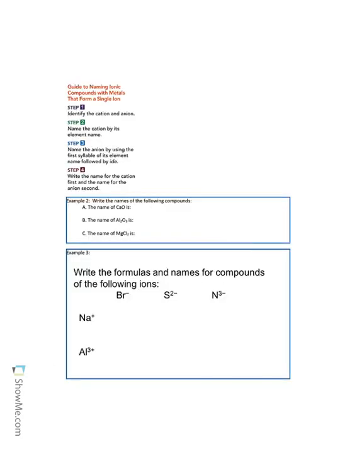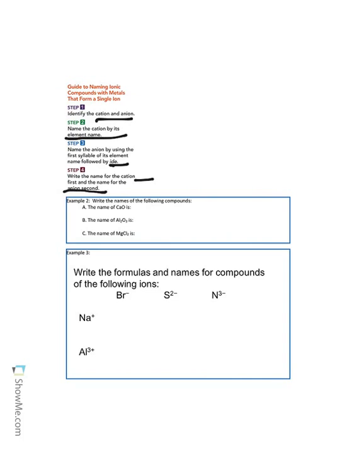Okay, so again, the guide to naming ionic compounds with metals that form a single ion. Step 1, identify the cation and anion. Step 2, name the cation by its element name. Again, this is the metal and its name does not change. Step 3, name the anion by using the first syllable of its element name and change the ending to "ide." The name for the cation is always first and the anion is always second.